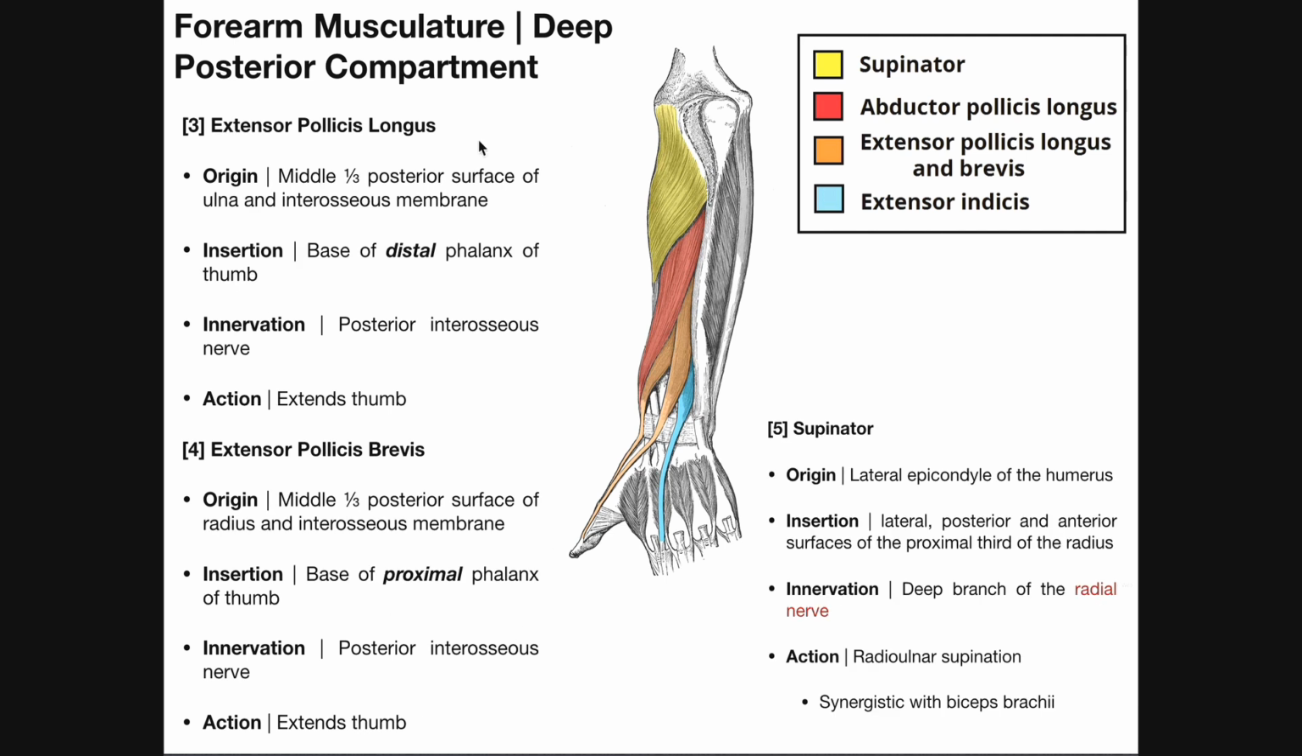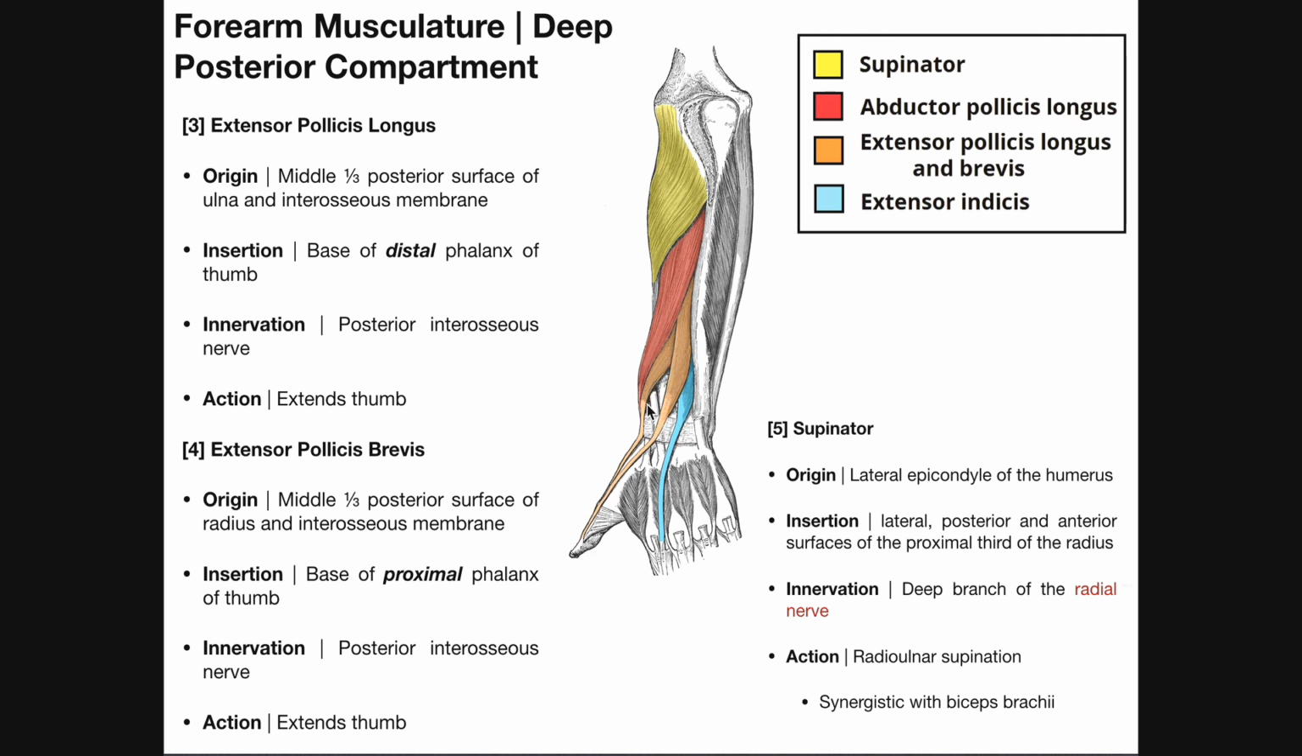Let's continue with number 3, extensor pollicis longus and then extensor pollicis brevis. These muscles are shown here in orange. And if we look at these 2 muscles, the way they're named is the longus is the one that inserts out more distally. That makes it longer.